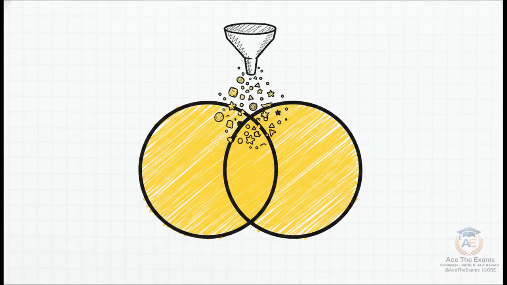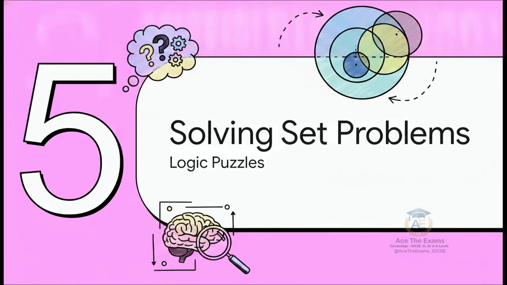We never ever write duplicates twice. Notice that the numbers 3 and 14 appear in both sets, but they only appear once in our final union list. The union grabs every unique, distinct piece of data from either set. It's comprehensive.